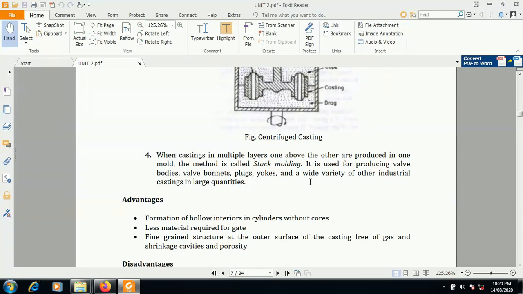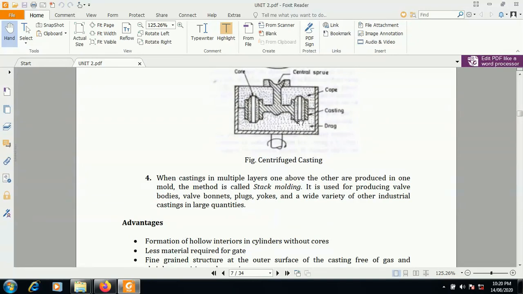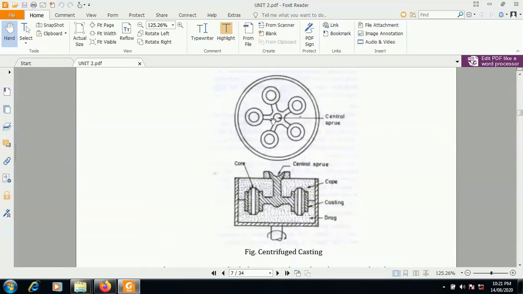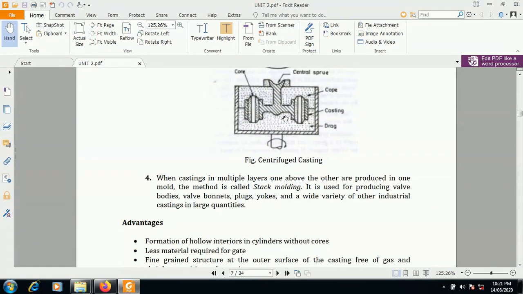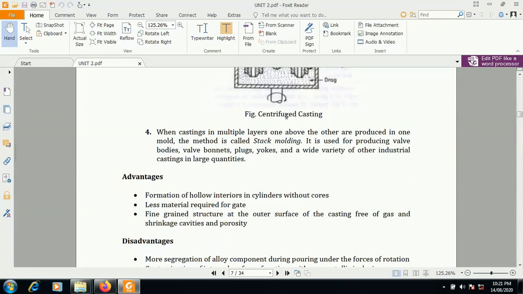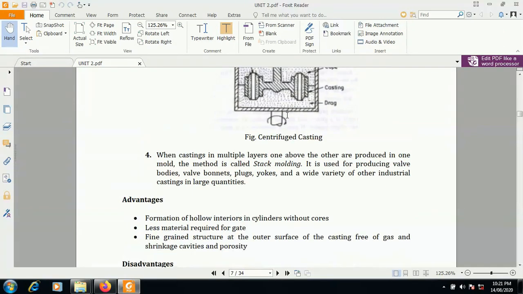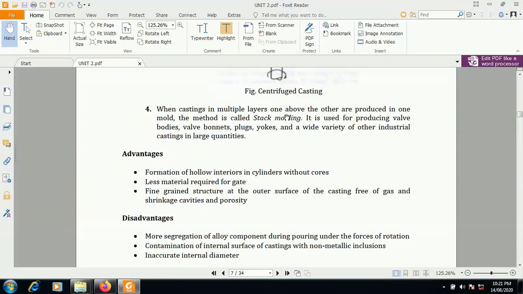Fine grain structure at the outer surface of the casting, free of gas, shrinkage cavity and porosity. Here we are achieving directional solidification, as the casting is solidifying from the outside to the inner surface. That's why the density of the part is more at the outer surface as compared to the inner surface. Fine grain structure is obtained at the outer surface as compared to the inner surface.